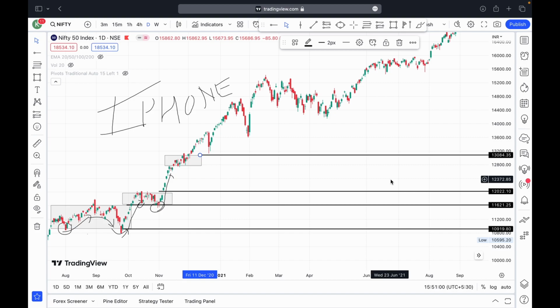So this is how human psychology works, and this is how support and resistance work in charts. You can apply this on any chart and on any time frame, and this is going to be very helpful to you in trading and in investing.